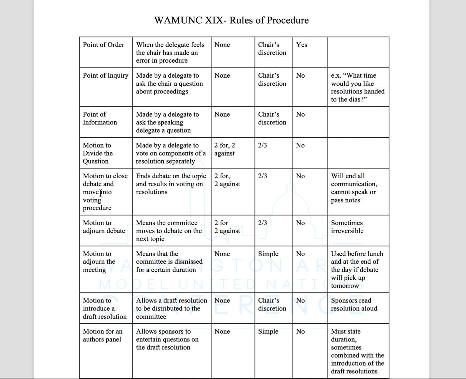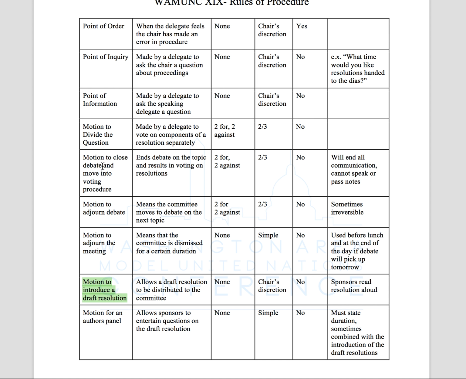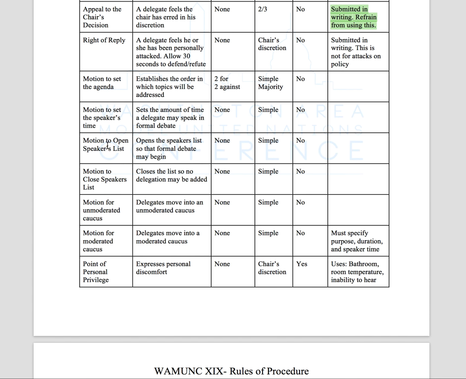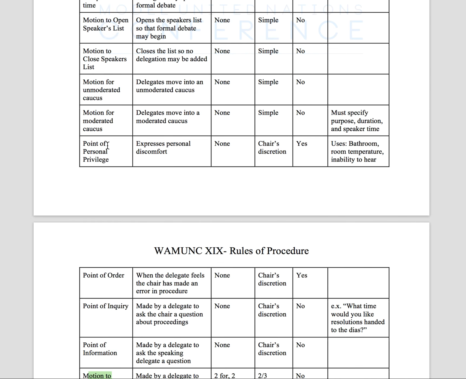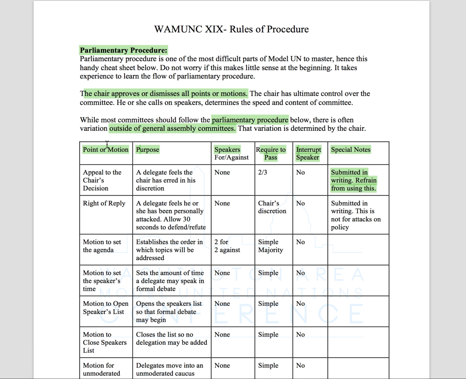And then towards the end, you can motion to close debate and move into voting procedure. Once you're in voting procedure, you can motion to divide the question. Before you move into voting procedure, obviously you need to motion to introduce your draft resolutions. Once you've given them to the chair, then after all the draft resolutions have been put forward and debated, you can motion to close debate. You can motion to divide the question. You can do all of those things, and then you can actually vote. So that's an overview of the whole thing.